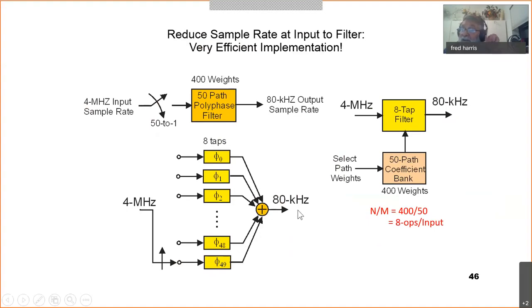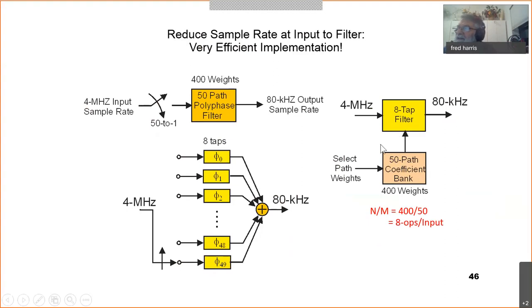And I will have done two things simultaneously. Lowered the sample rate, lowered the bandwidth, and I did it with only 8 operations per input. So remember, we're only using these legs one at a time. You don't need 50 legs waiting there. You build one 8-tap filter and have 50 sets of coefficients. And I call this a Gatling gun model.